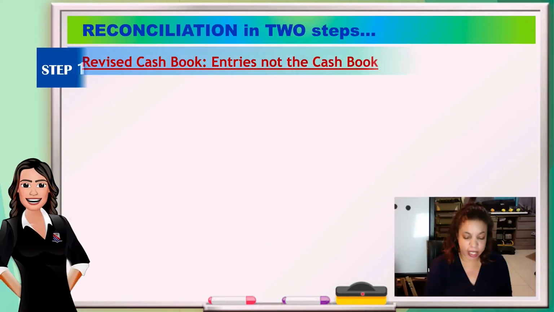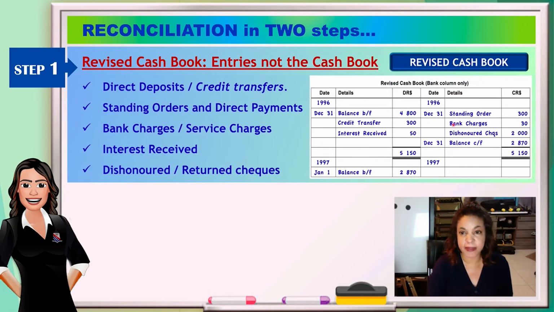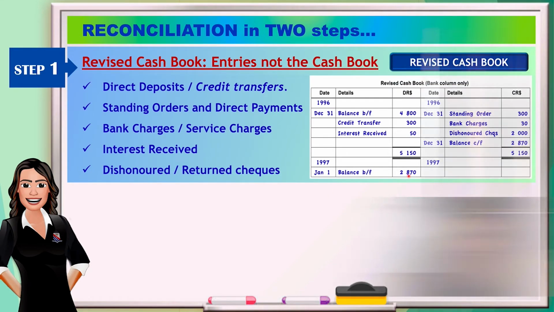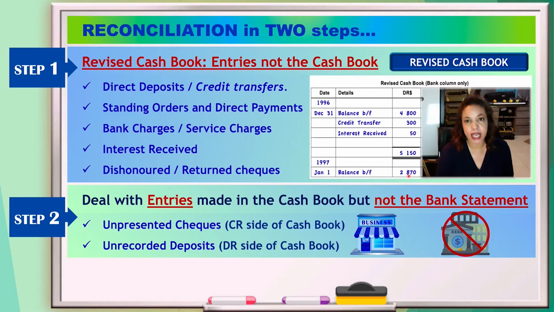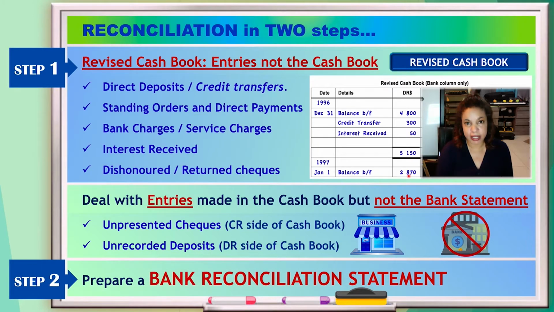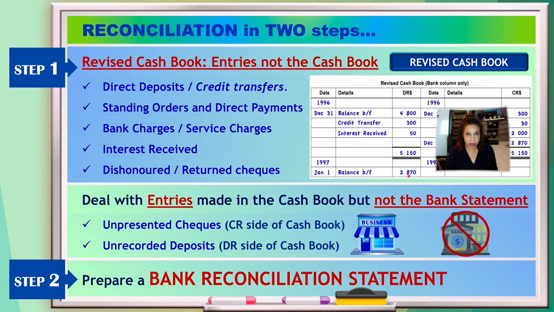And after we do the cash book, like in our example here, we get a new balance. Then we do the second part, and we deal with the items in the cash book, 2 items: unpresented checks and unrecorded deposits. We deal with those 2 items in the bank reconciliation statement. So if that is what we have been doing, what is this lesson about?